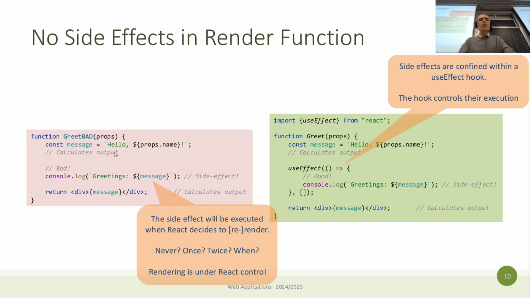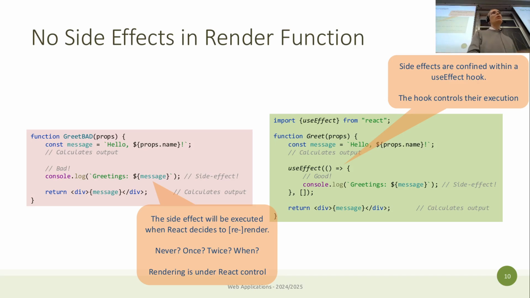So let's take a very simple component. Function Greet, just the name of the component, returns a message. This message is taken from props name plus hello. It calculates the output, returns the JSX. That's the usual stuff that we have seen until now. Let's say we want to have a side effect, like in this case, it's very simple. It's just a console log, something that doesn't affect the output of the component.